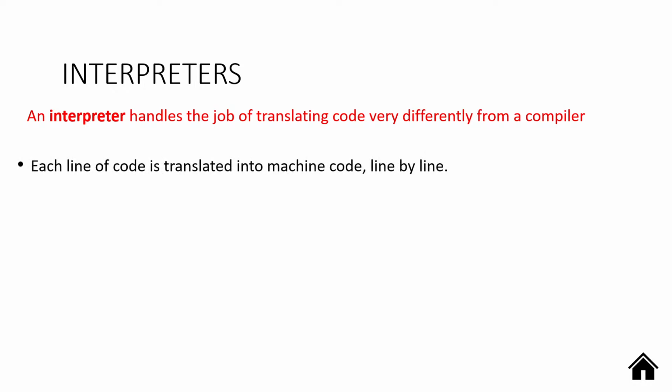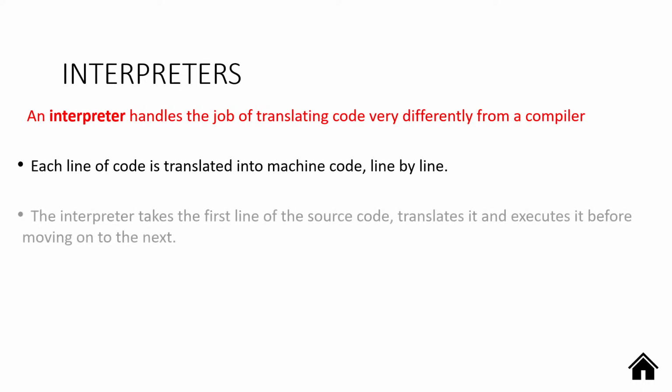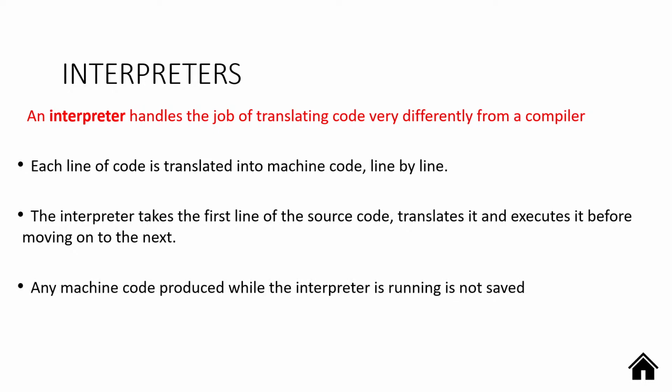So an interpreter handles the code very differently. It converts each line of code and it gets translated line by line. The interpreter takes the first line of source code and translates it and executes it before moving on to the next. And that's good for testing, but it's not good for your intellectual property of your code because people can see what's going on. Any machine code produced while the interpreter is running is not saved.